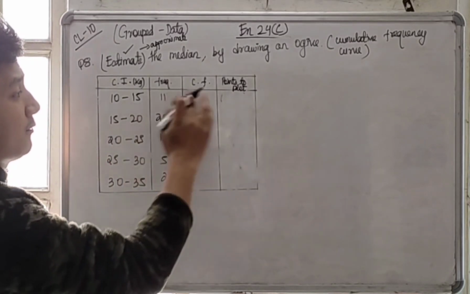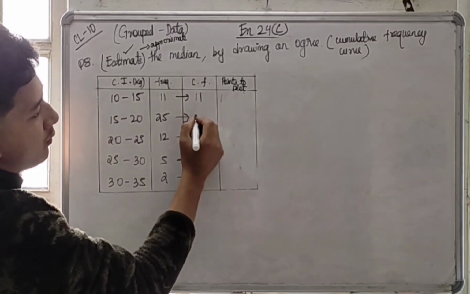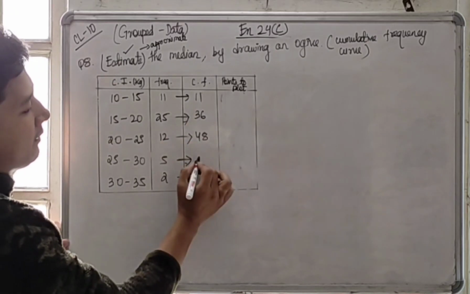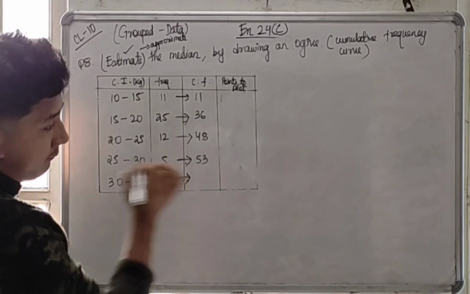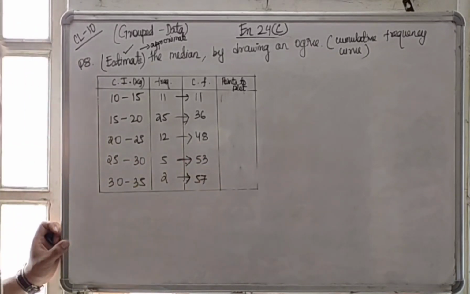Frequency. So let's start finding CF. The first one is going to be 11, the second one is going to be 36, the third one is going to be 48, 48 plus 5, how much? 53. 53 plus 2 will be 57. Okay, so these are the values.